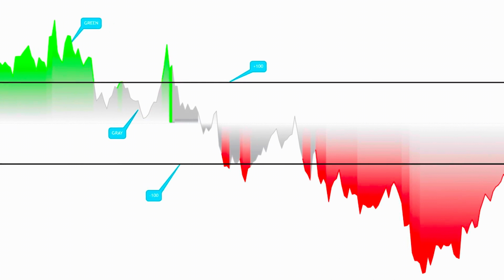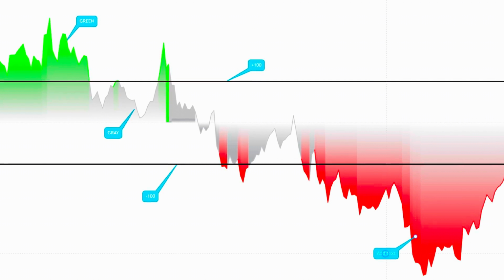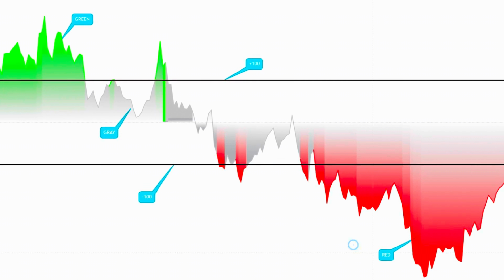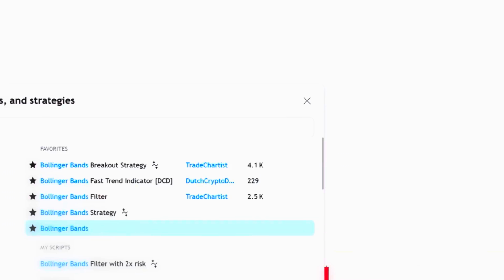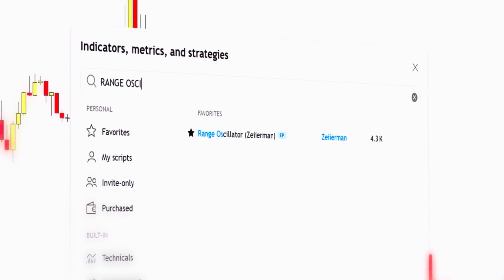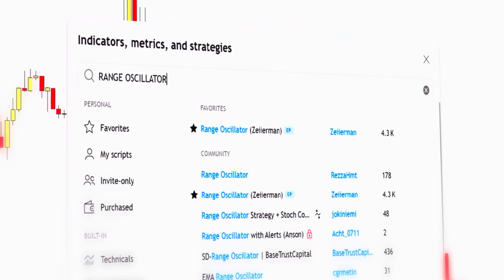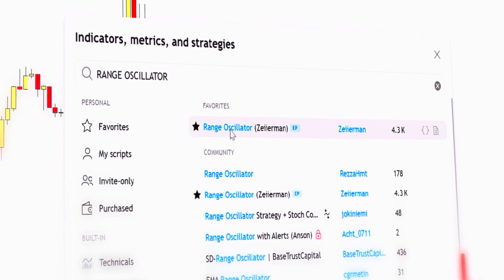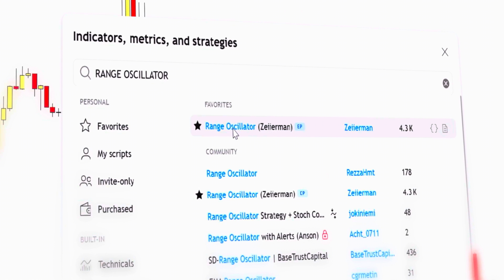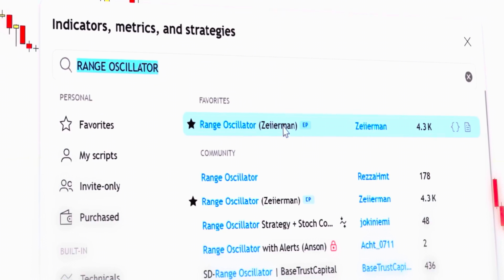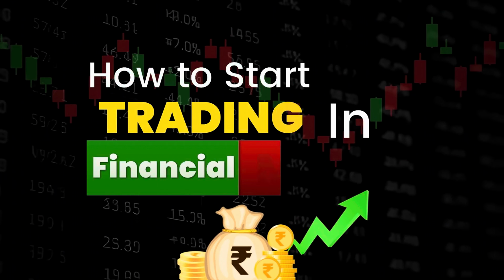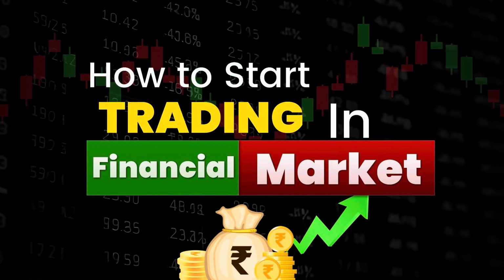This is measuring the actual push behind the move, which is exactly the piece that bands can't give you on their own. This is the range oscillator by Zeiierman, and once you've got both of those on your chart together, you've basically got the full system. One telling you where price is coiling and the other telling you whether there's real muscle behind the next move.